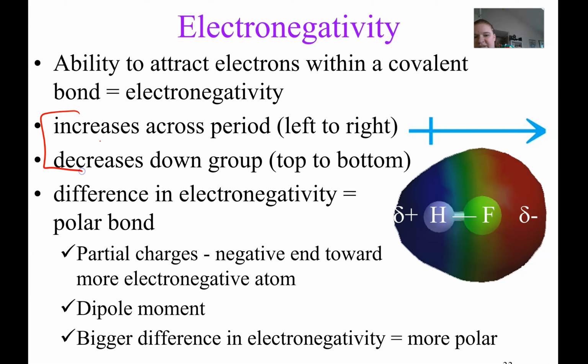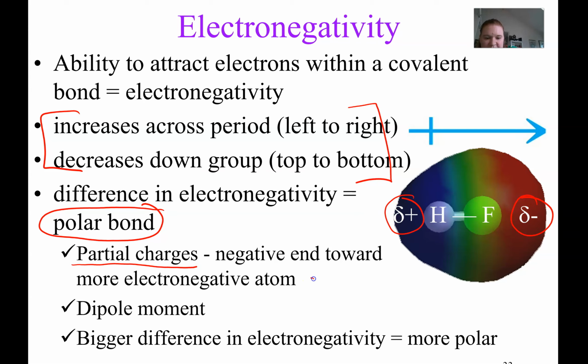When we're looking at a periodic table, and this can add to our trends we've already talked about, as we go across a row, across a period, it's going to increase. As we go down a column, it's going to decrease. So fluorine has the highest electronegativity. When we have a difference in electronegativity within a covalent bond, we call it a polar bond. And there's a couple different ways that we can represent this. One is with partial charges, and that's what these are right here. We do that by using a lowercase delta and then either a plus or a minus. The one that's more electronegative gets the negative sign.